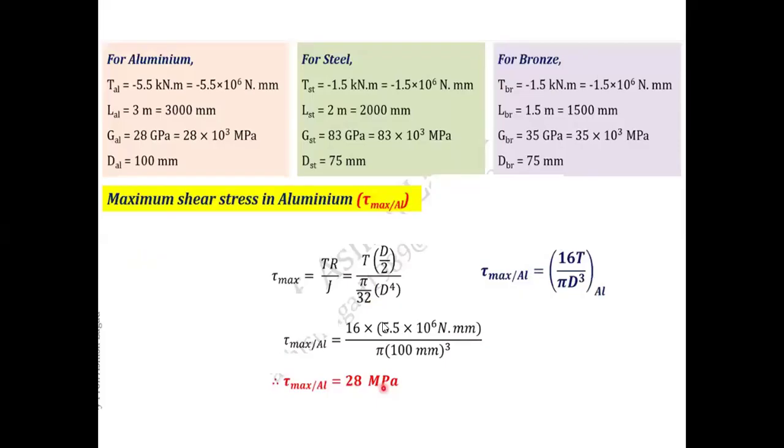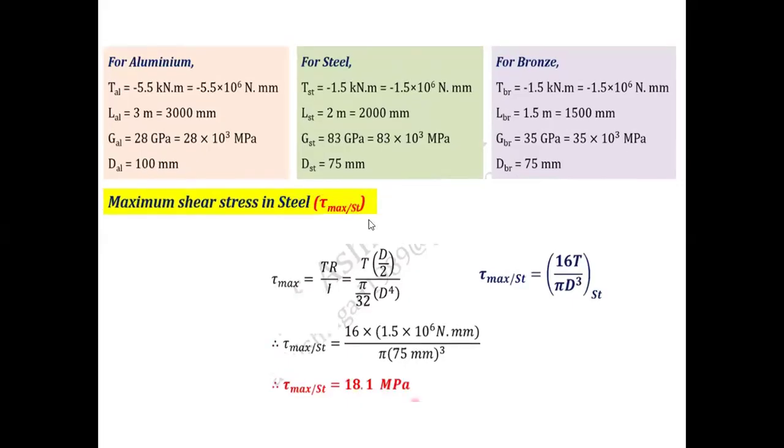Now we have to calculate shear stress. So we can apply the equation: tau max is equal to torque into radius upon polar moment of inertia. The radius is d by 2, so we can put that value, or we can define tau in terms of diameter as 16 into torque upon pi d cube. If you put r equal to d by 2, you will get this equation. So tau max for aluminum is 16 into torque, which is 5.5 into 10 raised to 6, upon pi into d cube. Diameter is 100. So you'll get shear stress for aluminum as 28 megapascal.